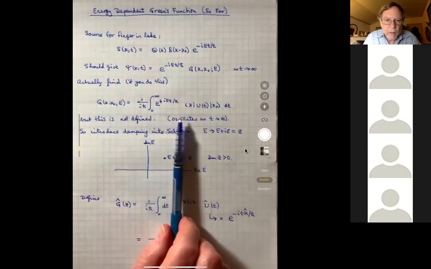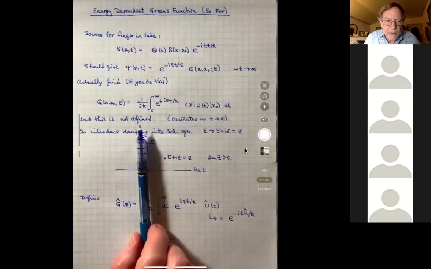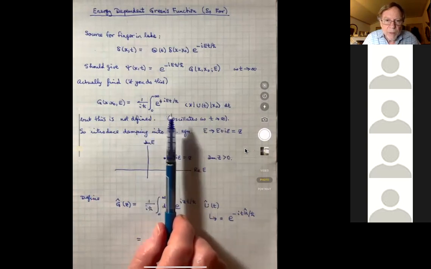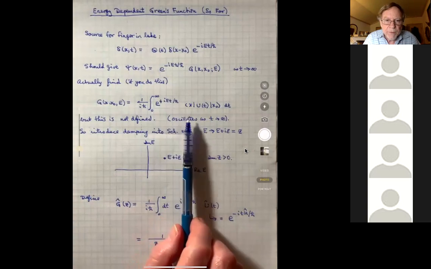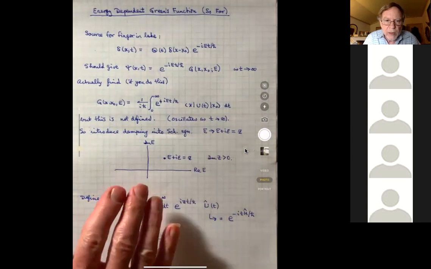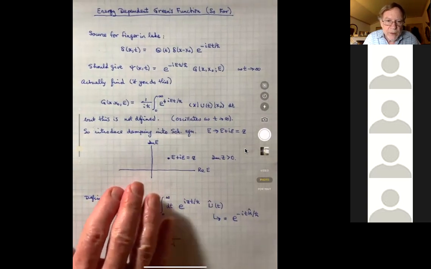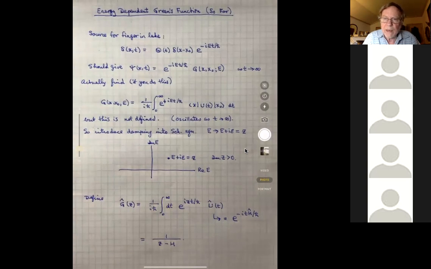What's left is an integral, which it turns out is actually not defined. It's not defined because the upper limit, t goes to infinity, the thing just oscillates and never approaches a limit. And the reason for that is that the Schrodinger equation doesn't have any damping in it. Lakes do, but Schrodinger equation doesn't.